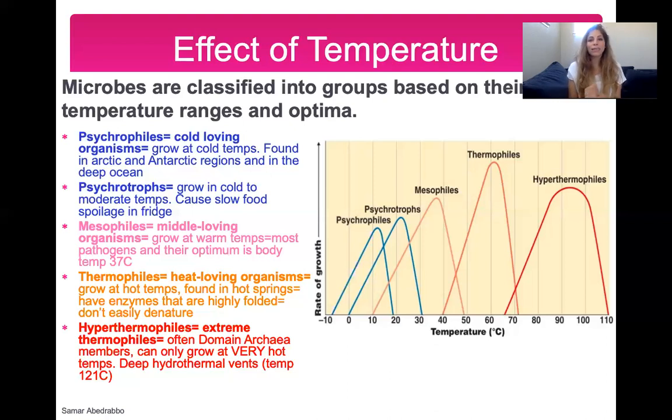And then organisms that grow at very extreme heat, these are organisms that we classify as hyperthermophiles, and most of these fall into the class of archaea. Remember, archaea and bacteria are two different things, and there are a few bacteria that are hyperthermophiles, and these are very, very hot temperatures. So like bacteria and archaea that grow in deep hydrothermal vents. So these are the classes I want you to know. And again, keep in mind that most organisms, ones that cause disease, pathogens, are mesophiles.